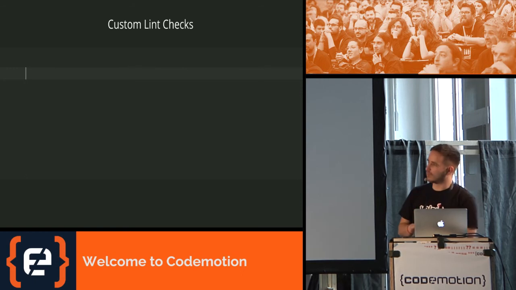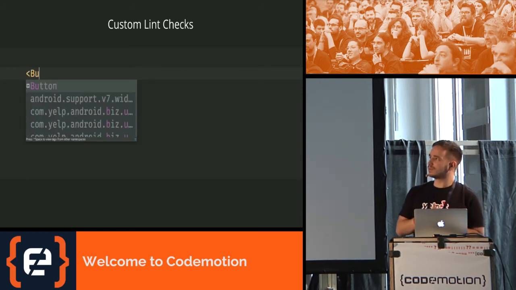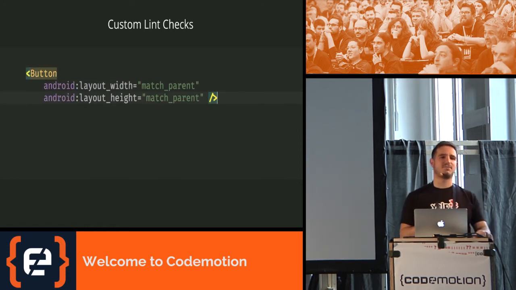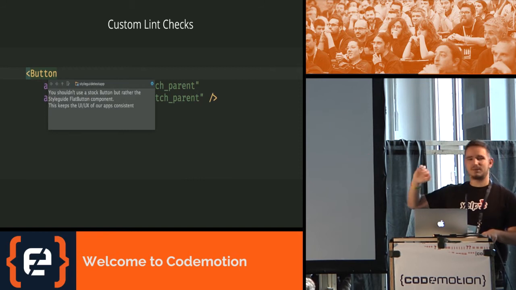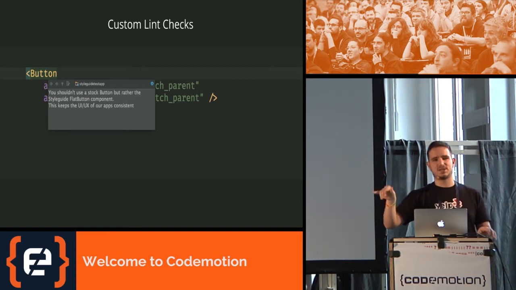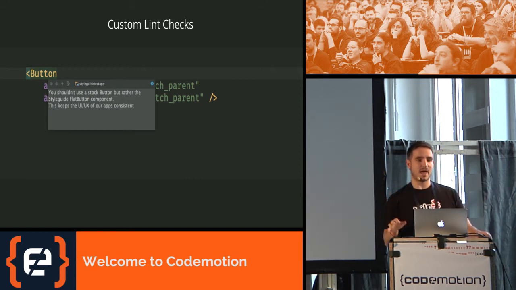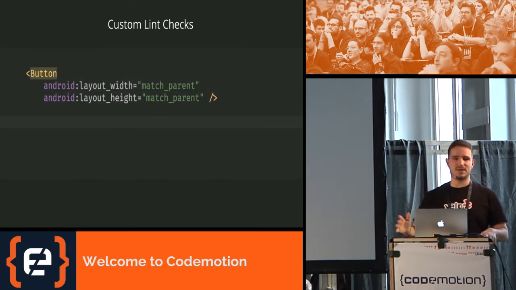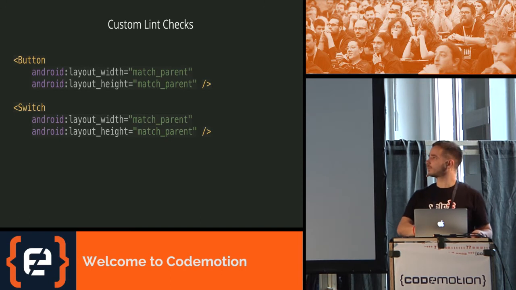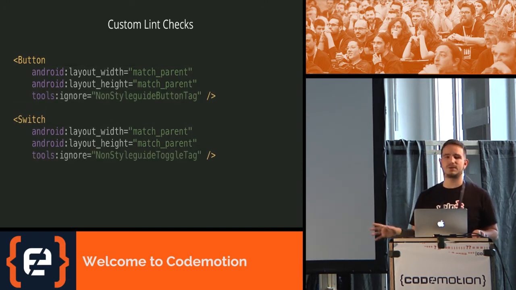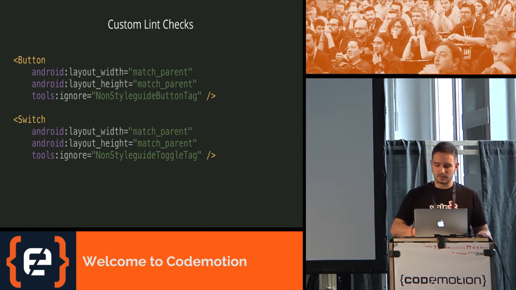Those lint checks work also for XML code. And this is where we actually have most of our issues. So you can create issues that check if you're instantiating a button element inside the XML and raise an issue. And again, you can easily suppress them using the tools ignore element on every issue.